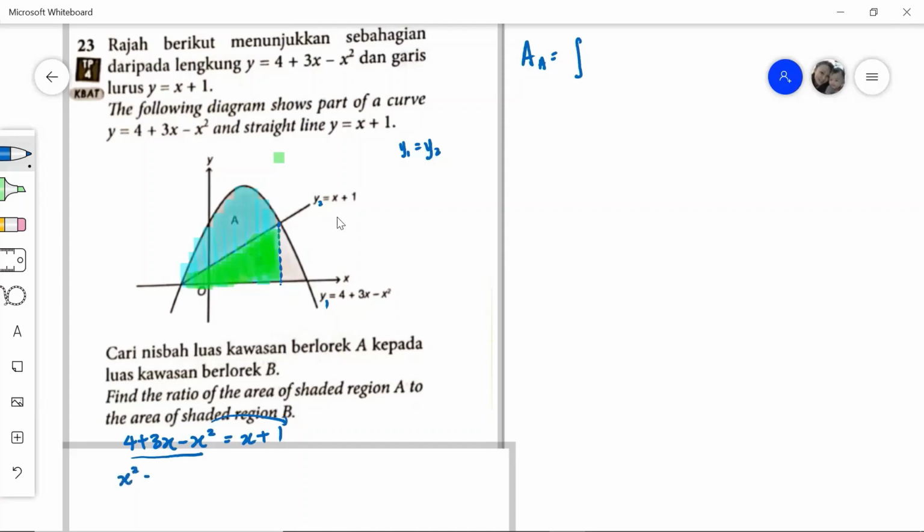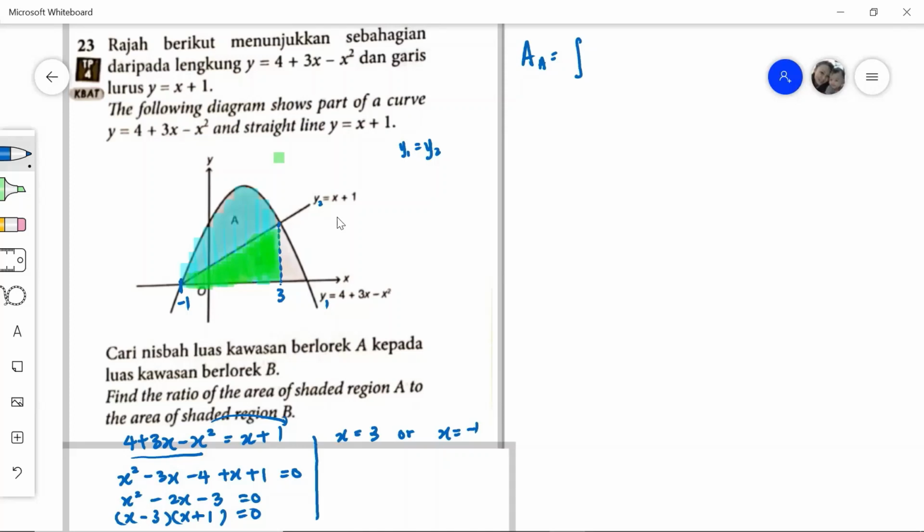So x squared minus 3x minus 4 plus x plus 1 equals 0. So x squared minus 2x minus 3 equals 0. We can factorize this part. It will be x and x, 3 and 1, so we have negative and positive. From there, x equals 3 or x equals negative 1. So we found here is negative 1 and here is 3.